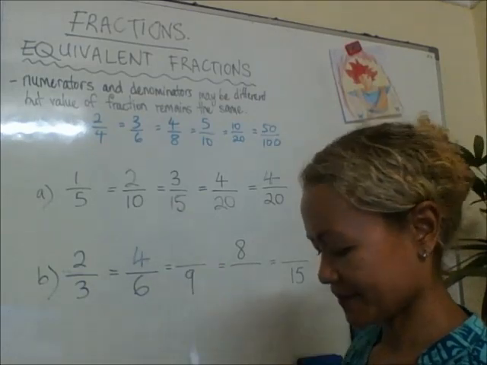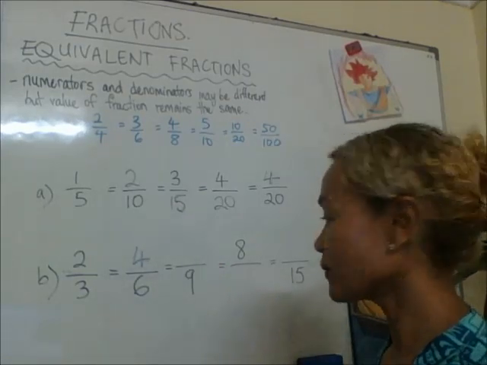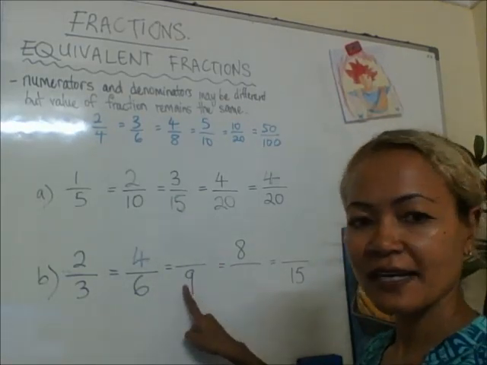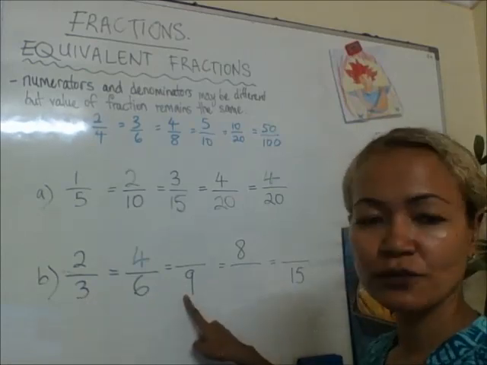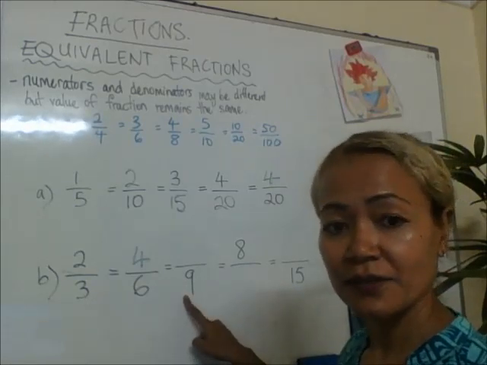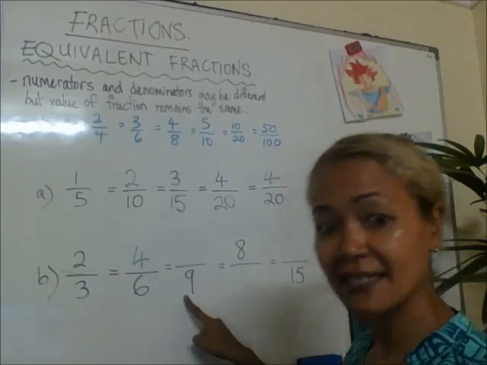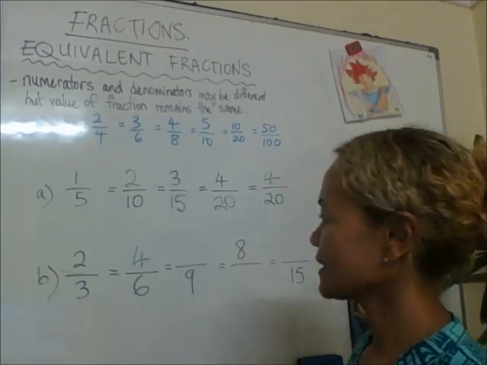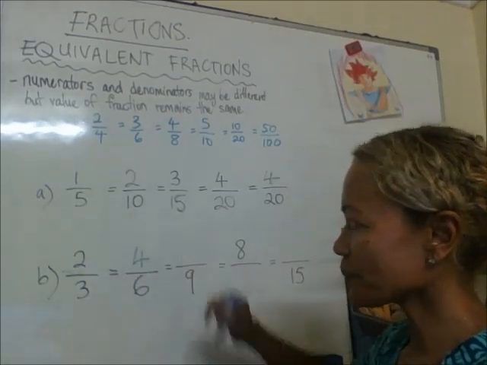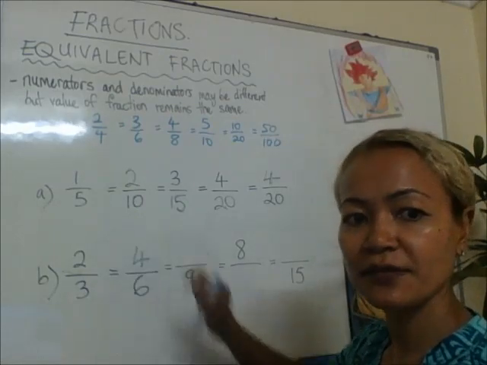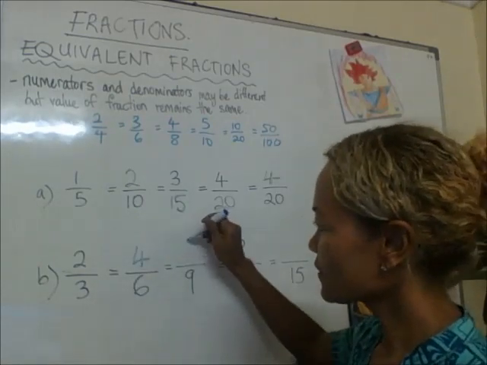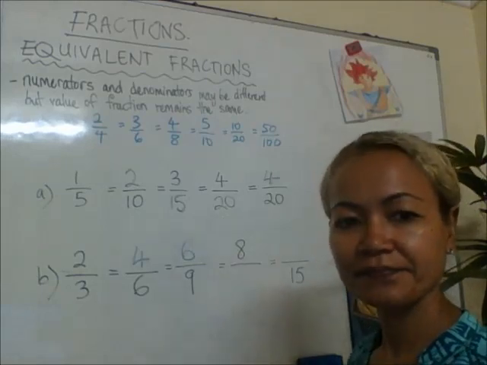These whiteboard markers like to misbehave, so we've got 4. Now, how do you get to 9? 3 times what is equal to 9? 3 ones are 3, 3 twos are 6, 3 threes are 9, 3 times 3. So times 3 the top as well. 2 times 3 is 2 threes are 6.